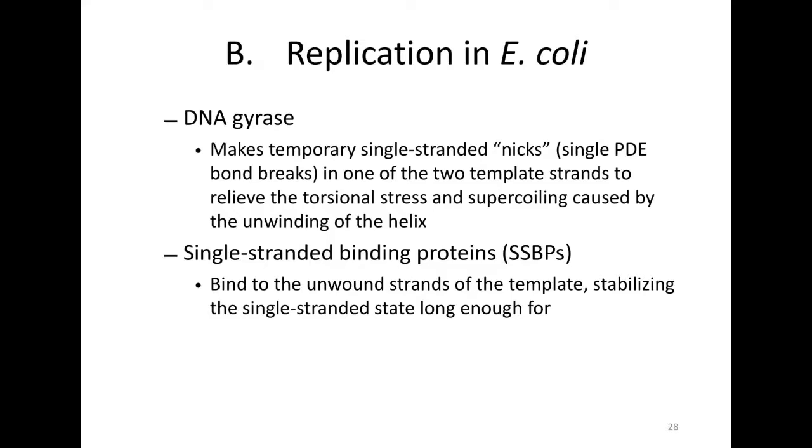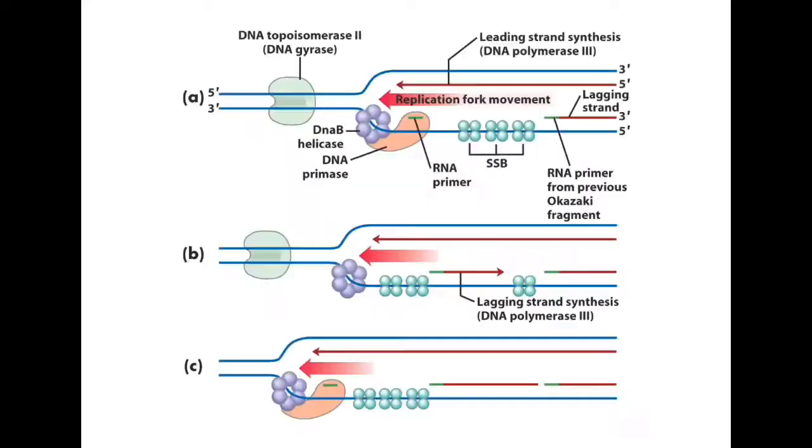So the DNA gyrases make temporary single-stranded nicks in one of the two template strands, relieving the torsional stress and supercoiling caused by the unwinding of the helix. The single-stranded binding proteins bind to the unwound template strands, stabilizing the single-stranded state long enough. The different enzymes, the topoisomerases and gyrases, are useful to nick one of the strands, and this removes the supercoils.